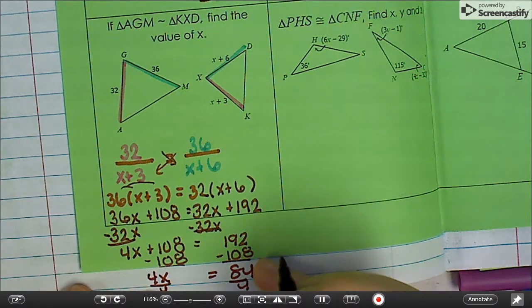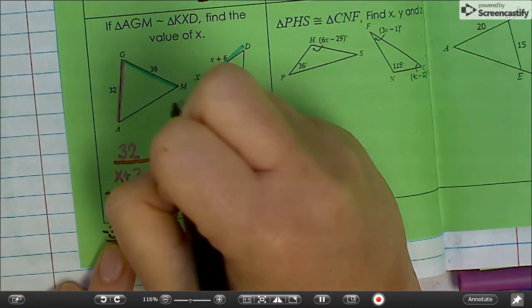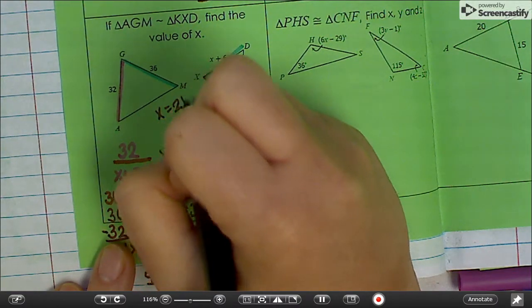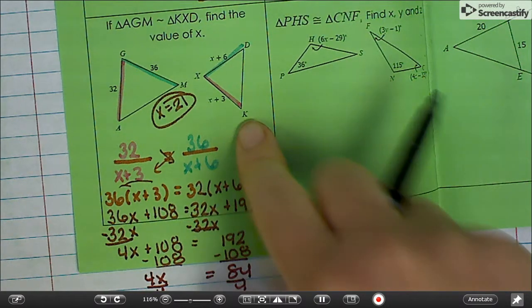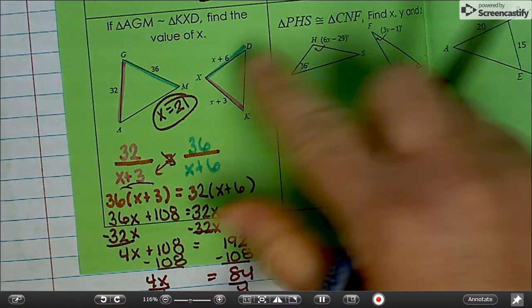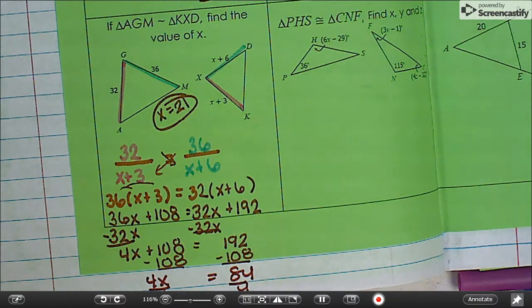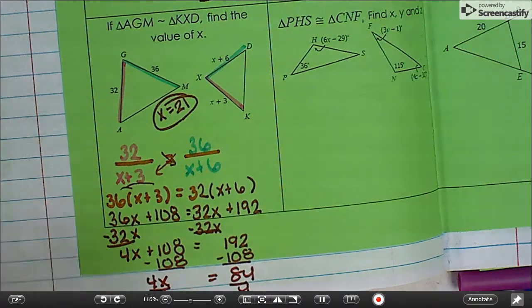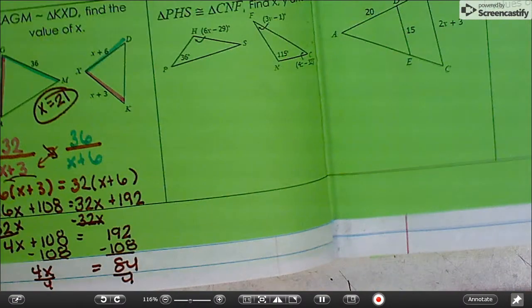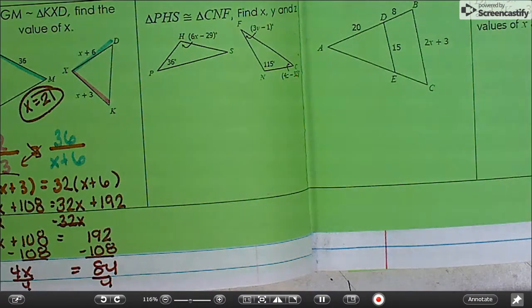And 84 divided by 4 is 21. So x equals 21. If it asked us what's the length of XK, we would just plug the 21 in, and same over here. All right, so similar means you write a proportion. Congruent means you set them equal. Read carefully the symbol so you know which one to do.